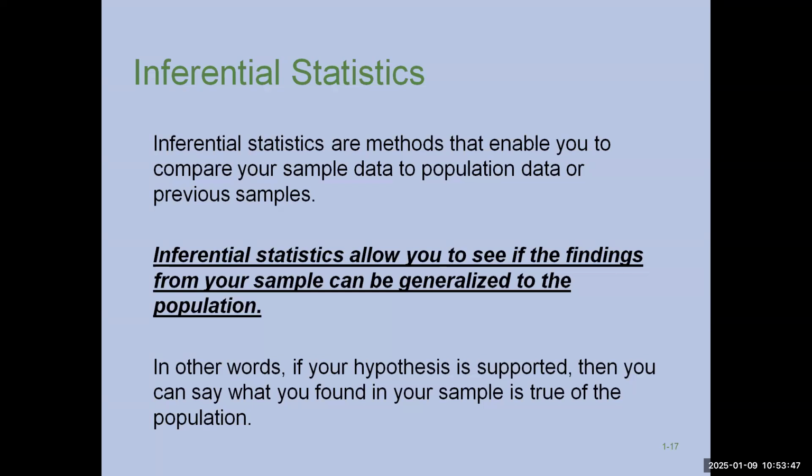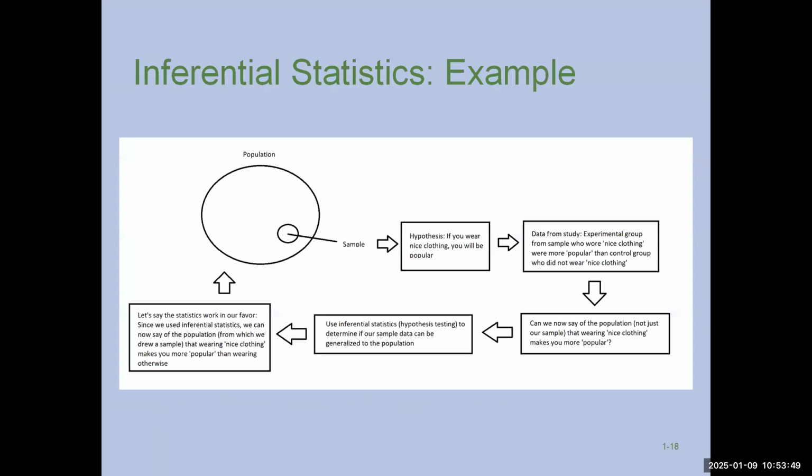Now I will show what exactly the way we prove our hypothesis from the population. We have taken a sample from the population, and the hypothesis is: if you wear nice clothes, you will be popular. That is the hypothesis. So data from the study: that is the experimental group, a sample who are wearing nice clothes, and there will be a control group who are not wearing nice clothes.